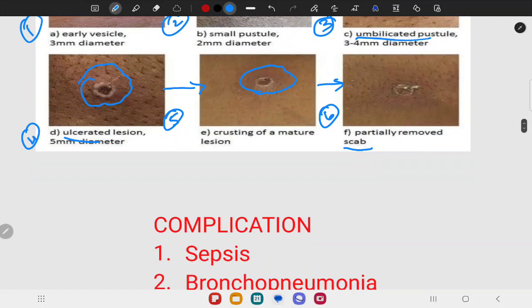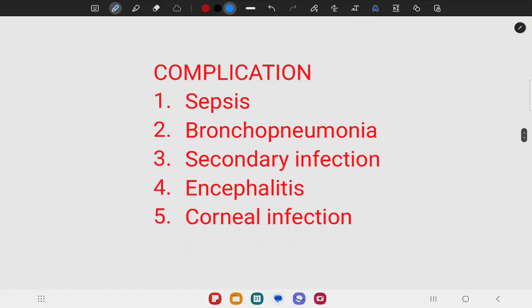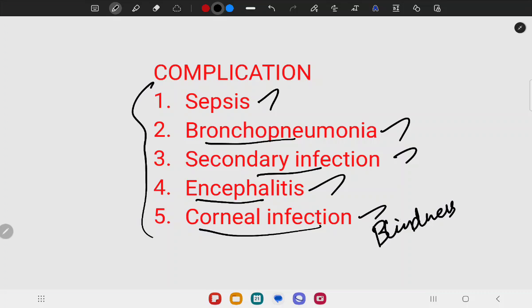Okay, then what are the complications of that virus? The affected person becomes highly immunocompromised, so there is a greater possibility of getting infected. Immunity becomes so decreased. The patient can get sepsis and respiratory infections like bronchopneumonia, and secondary infections. The brain can also get infected, resulting in encephalitis, and corneal infections can lead to blindness. So these are all the complications of the virus.